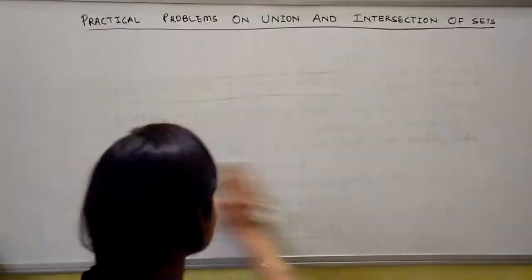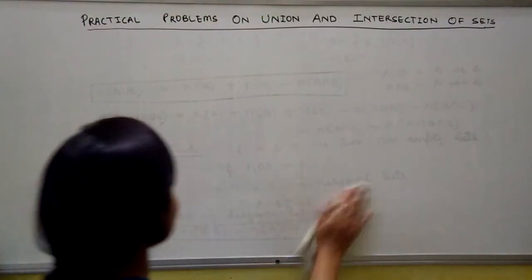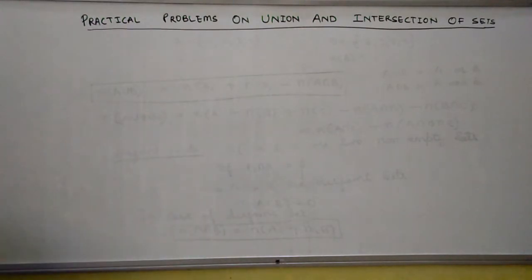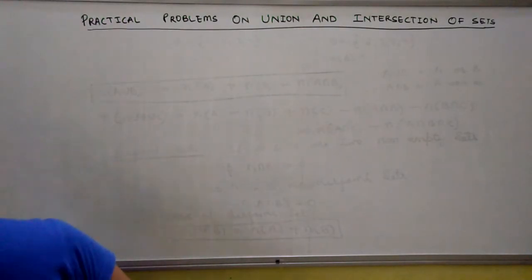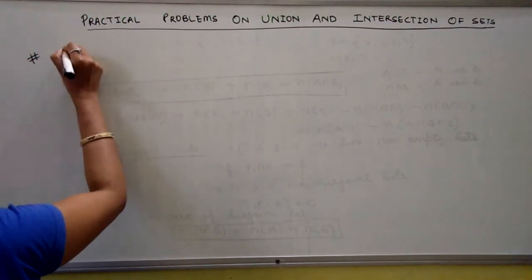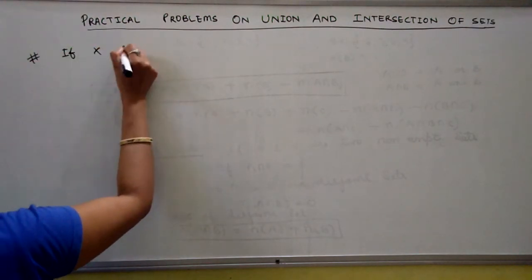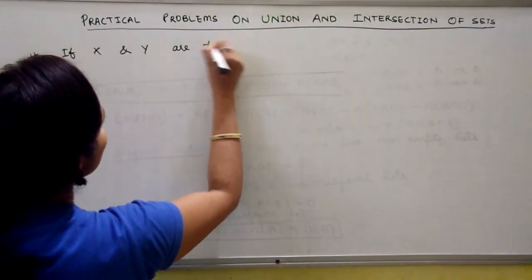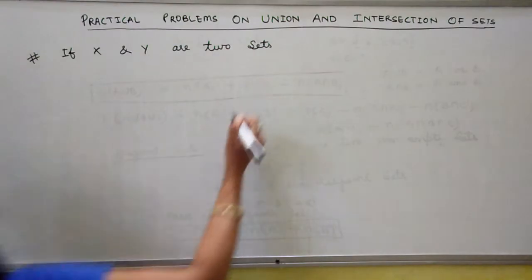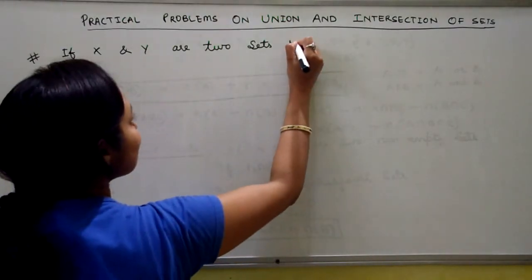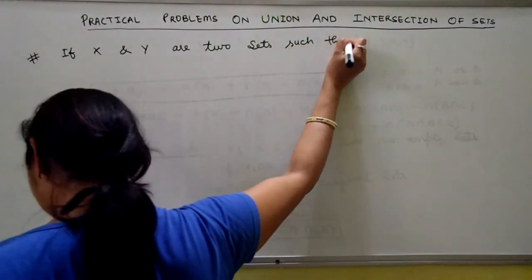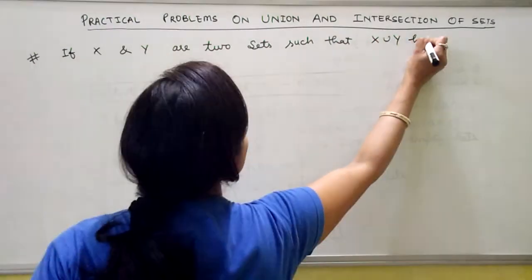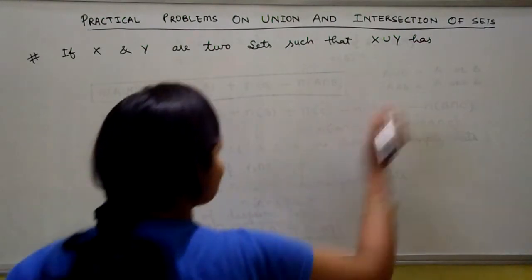Question says that if X and Y are two sets such that X union Y has 50 elements.